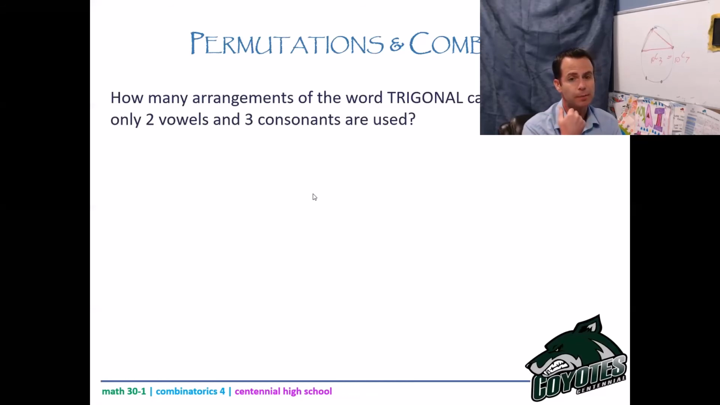I only need two of them. So the first thing I have to do is select my two vowels from three. Selecting them, the order doesn't matter. I'm just putting them into a pile right now. Then I need three consonants.